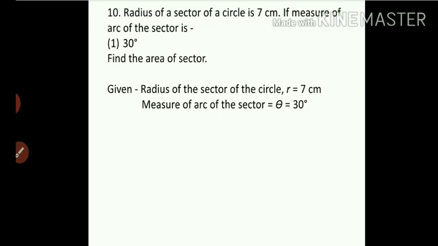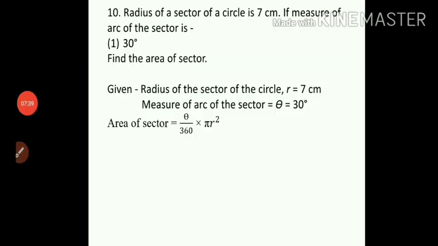So the area of sector will be theta upon 360. That is, area of sector is theta upon 360 into pi r square. Now theta is given as 30 degree. So 30 upon 360 multiplied by pi, I am taking 22 upon 7 because the radius is a multiple of 7. See, r is given 7, so 7 square will be 7 into 7.